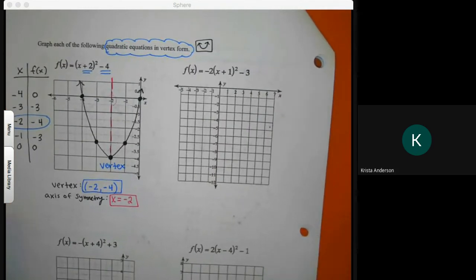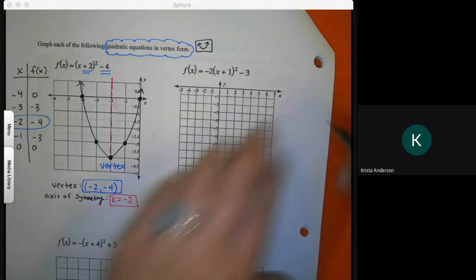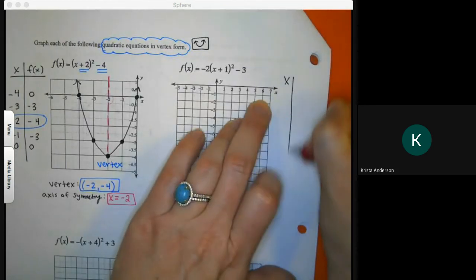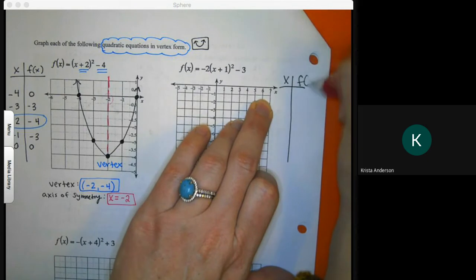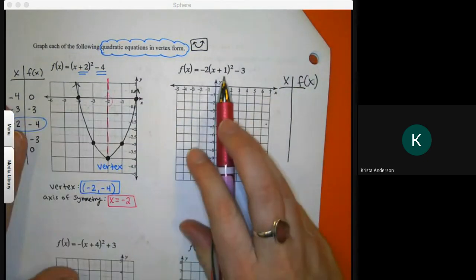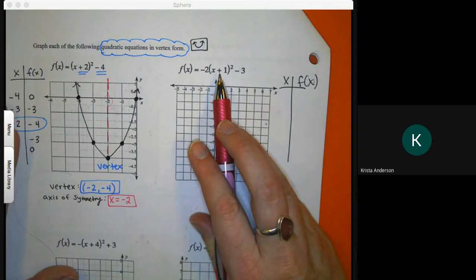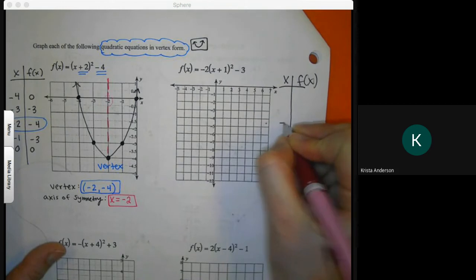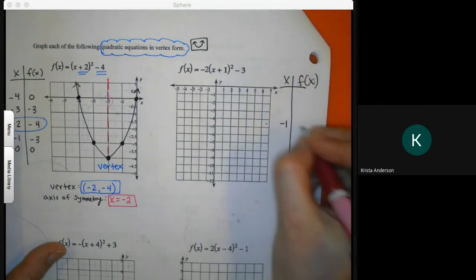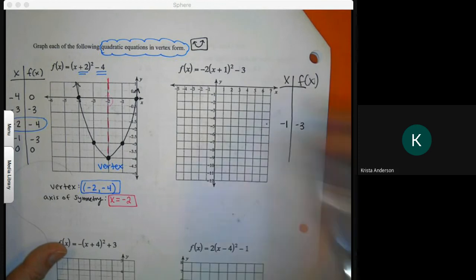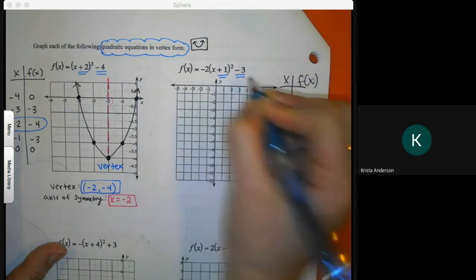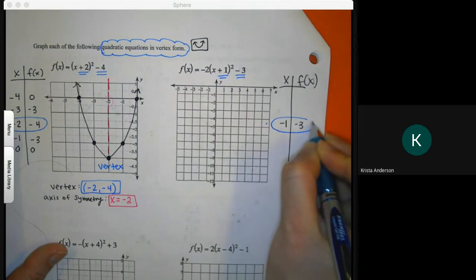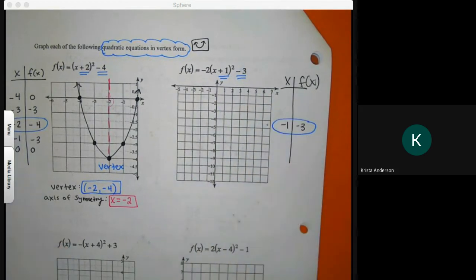Let's do the graph on the right. I make my table. And I look for my vertex, my center. The opposite of +1 is -1, and it's at -3. That is where I'm pulling my vertex from. I'm not doing any math. I'm just reading the equation and finding my vertex.